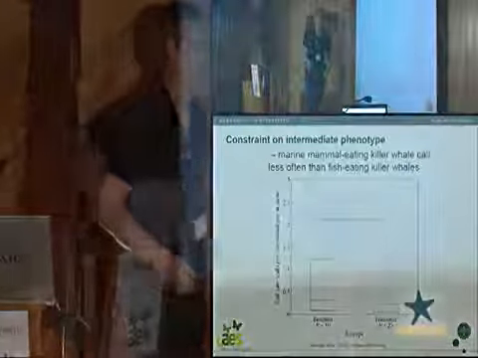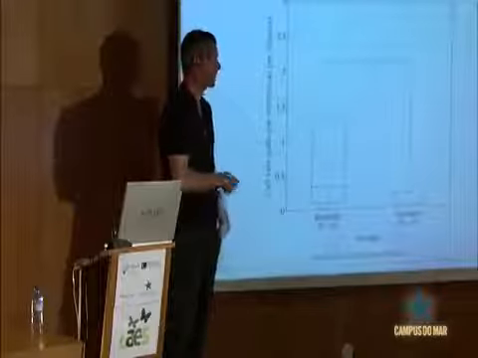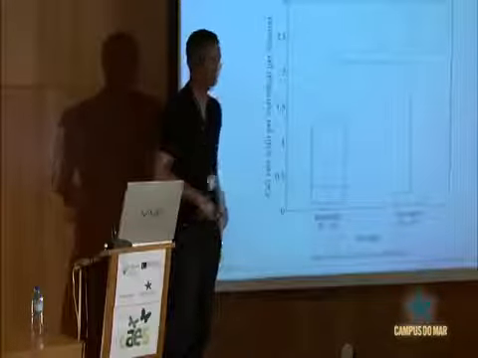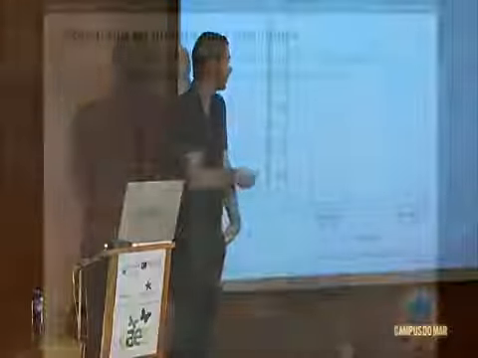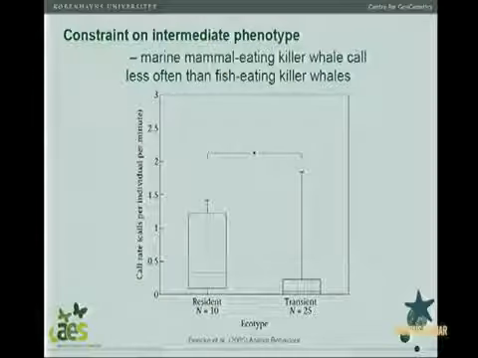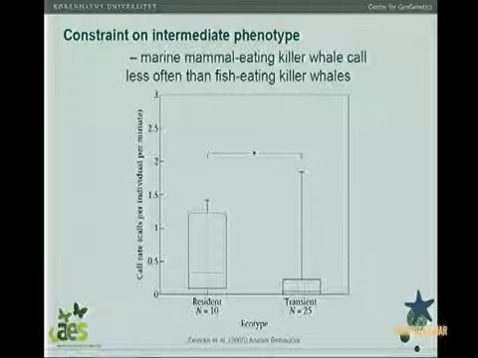So, for example, the fish-eating killer whales produce calls quite often when they're hunting fish, especially salmon or herring in the North Atlantic. Whereas the mammal eaters, they tend to hunt in very small groups, and they're almost completely silent when they're hunting, and they actually just vocalize once they've caught something.